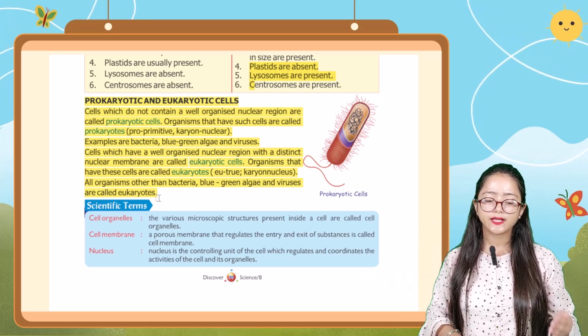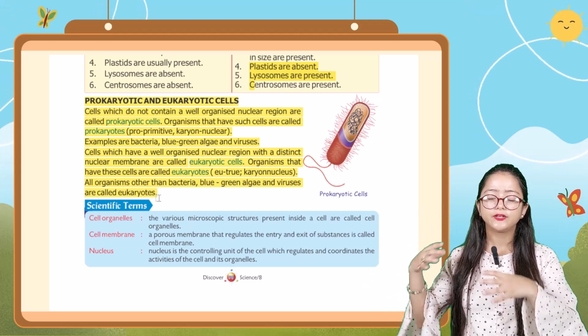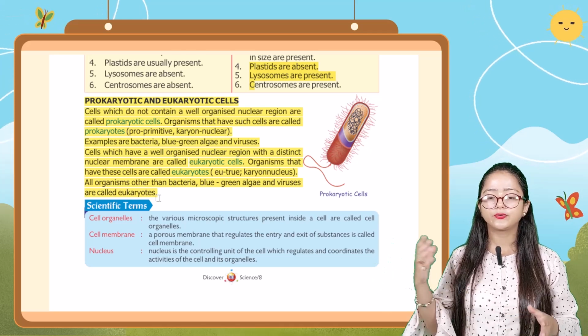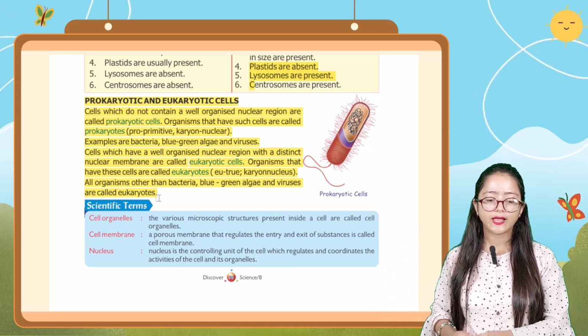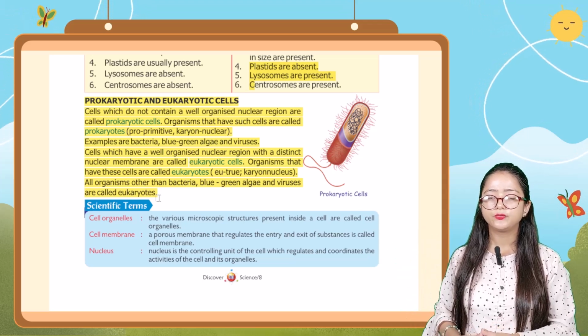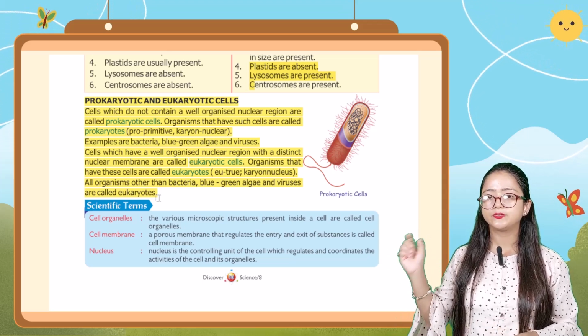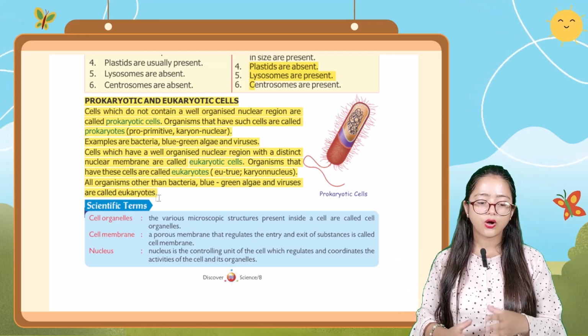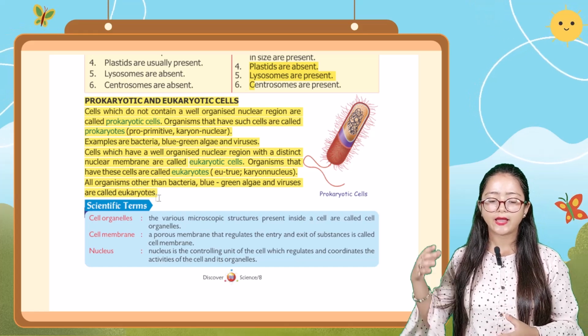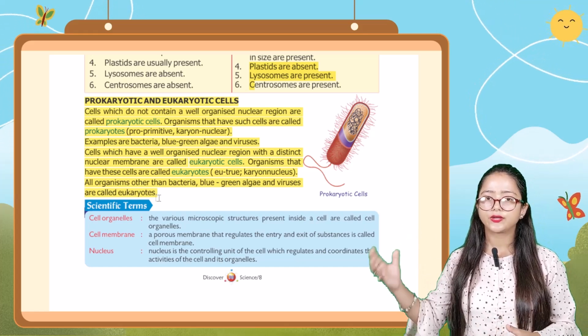Next one, cells which have a well-organized nuclear region with a distinct nuclear membrane are called eukaryotic cells. Organisms that have these cells are called eukaryotes. Eu means true, karyot means nucleus, true nucleus. So all organisms other than bacteria, blue-green algae and viruses are called eukaryotes.